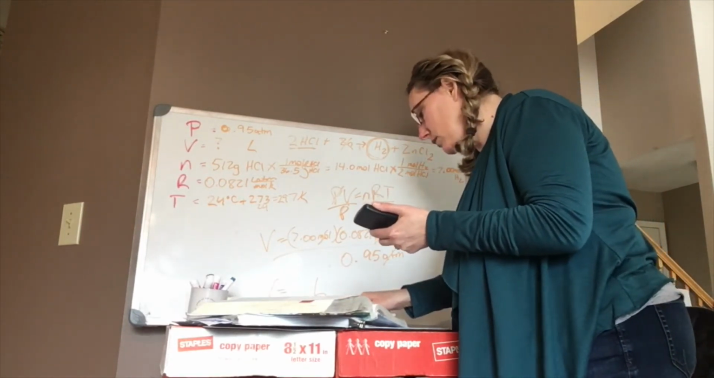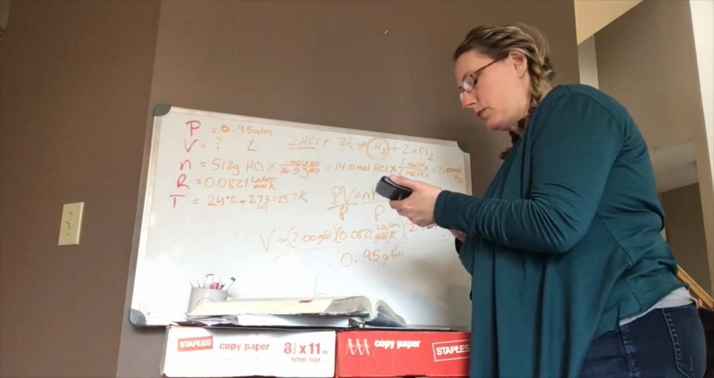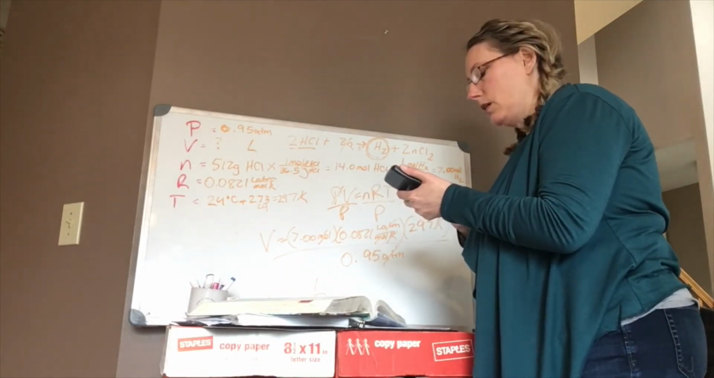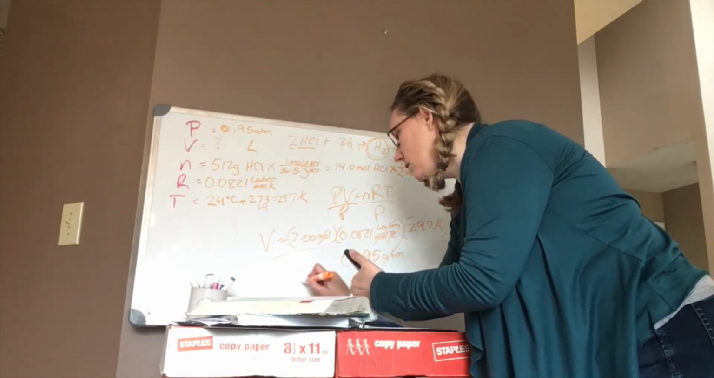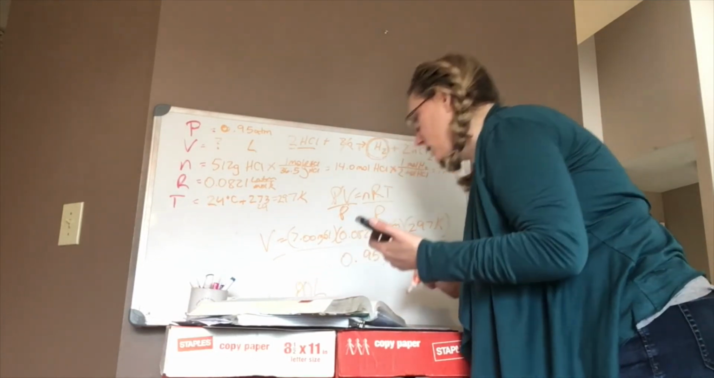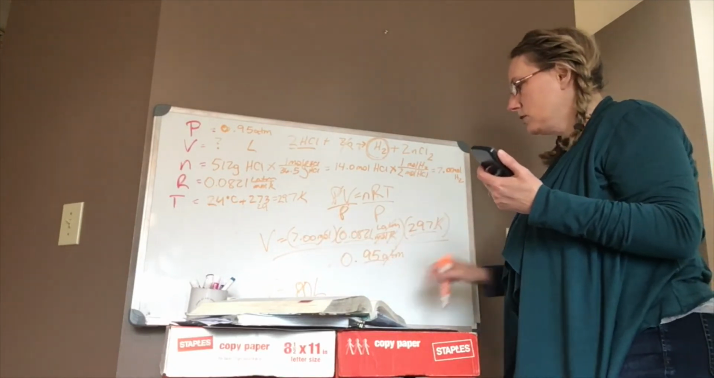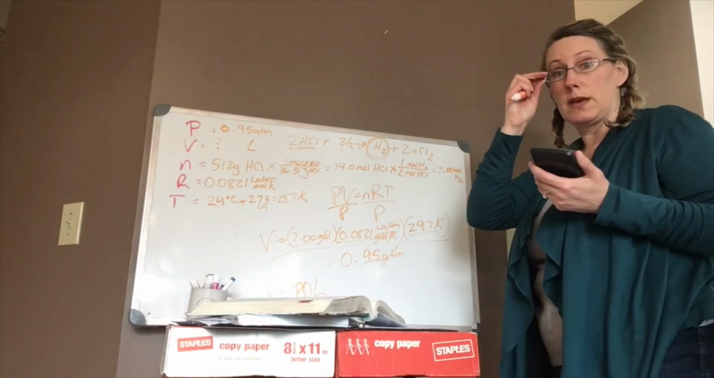Oh, that's why, because I looked at the wrong problem. 7 times 0.0821 times 297 divided by 0.95 gets me 180 liters. This has got 3, this has got 3, this has got 3. This only has 2, so I only get 2 significant digits there. Okay?